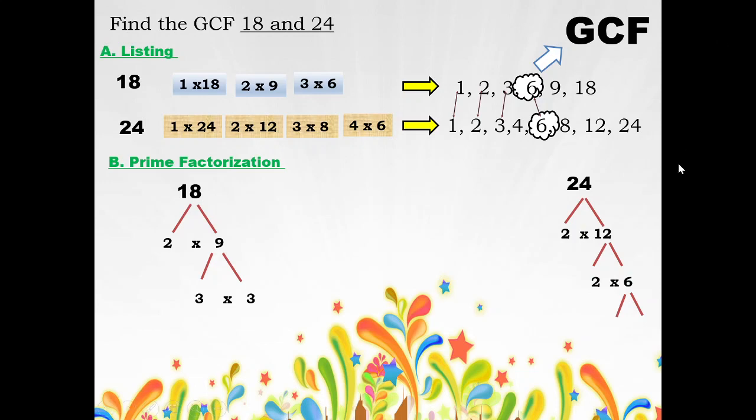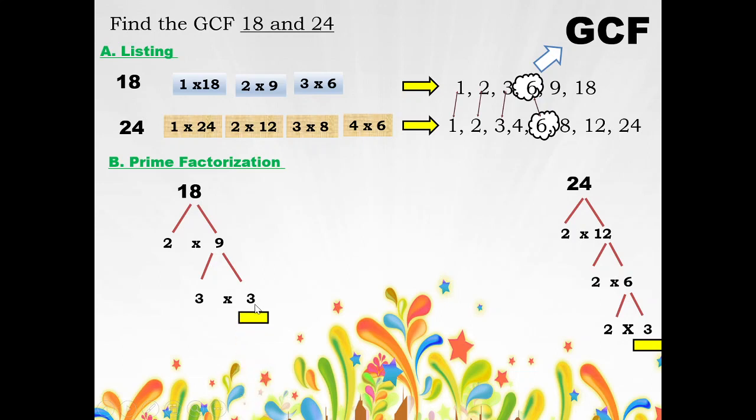So, 6 is composite number. Yung 6, meron pa siyang factor. The factors of 6 are 2 times 3. So, natapos na natin yung factor tree ng 18 at 24. Ano yung susunod? Find natin yung partner ng 3. Sa 24, meron tayong 3. Tignan natin kung may partner siya sa 18.